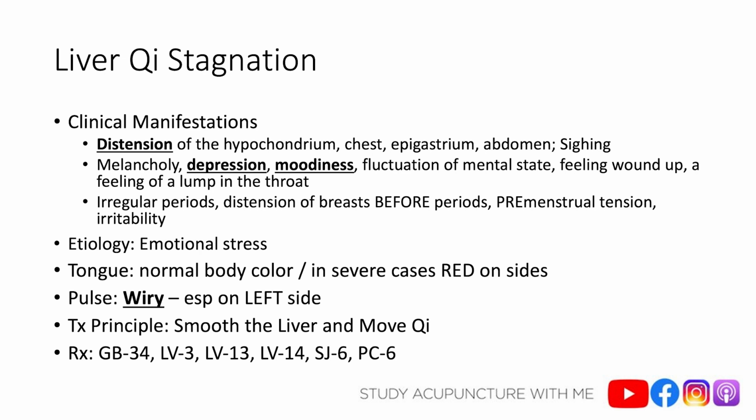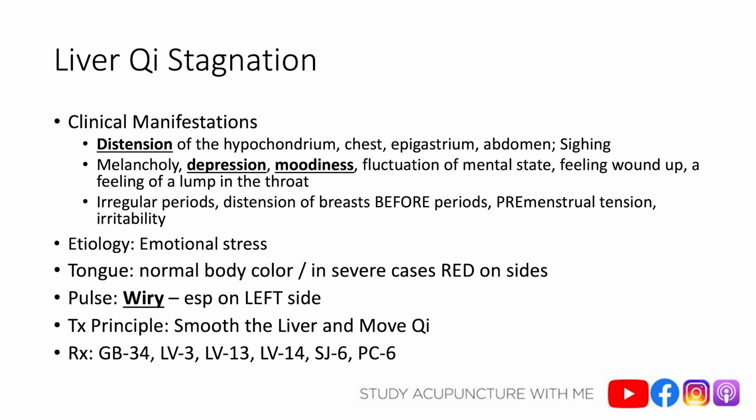Because if you don't see the manifestations for other potential patterns, that's what helps you rule in or rule out the specific one that you're looking for. So again, just using the manifestations that we see on this slide as an example, when you look at the tongue, it says normal body color, but in severe cases, it might be red. If it was red, that's an indicator for heat. But here, for this slide, it doesn't say anything about the tongue coat. But if it did and it said yellow, then that would mean heat.